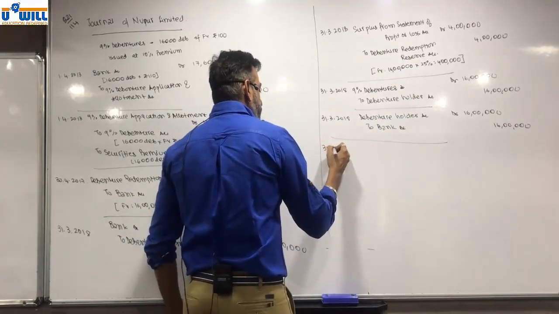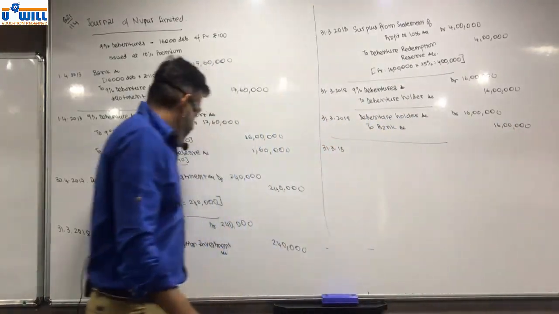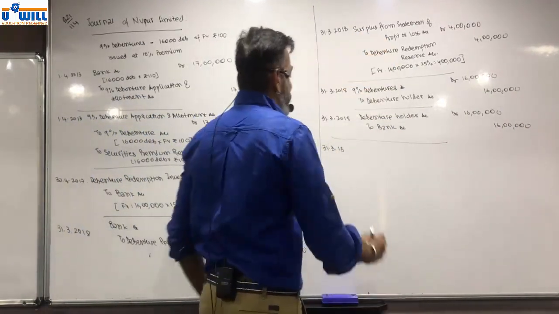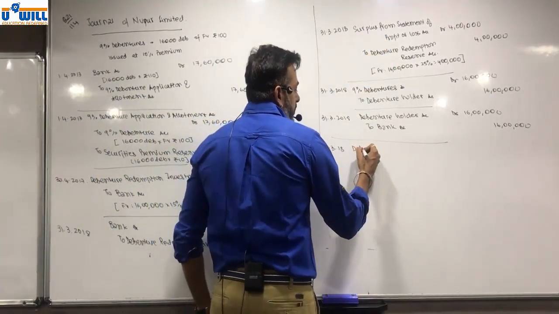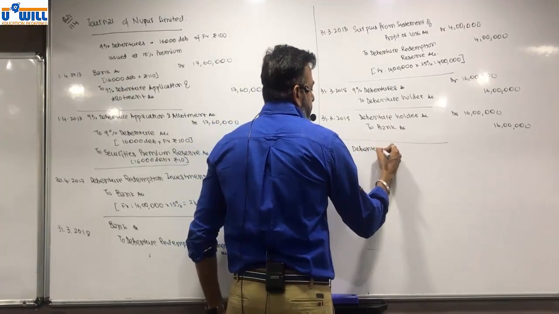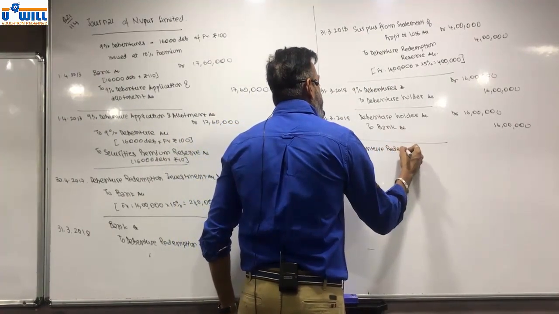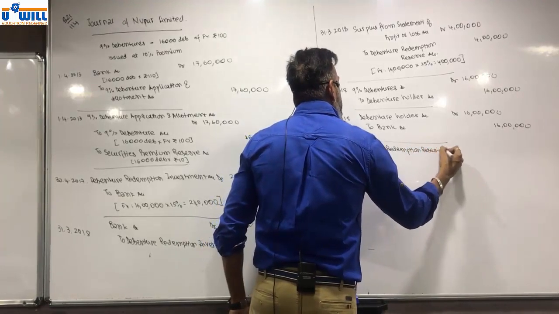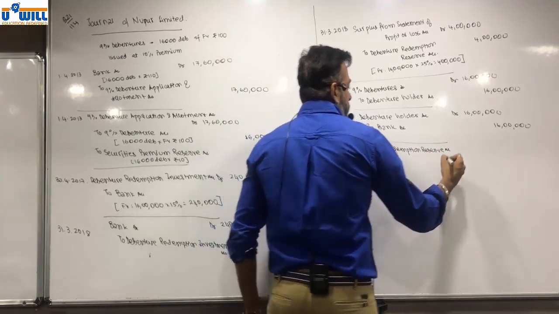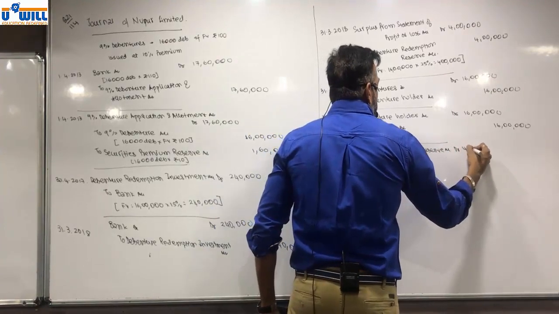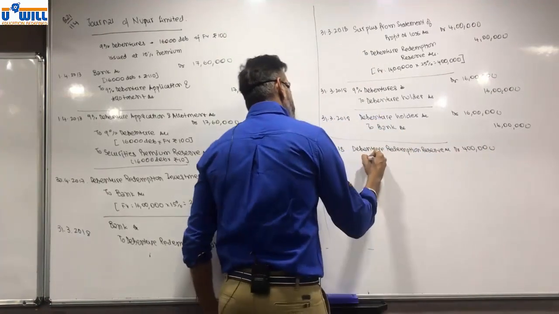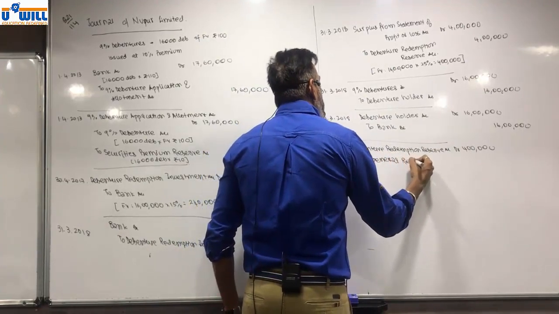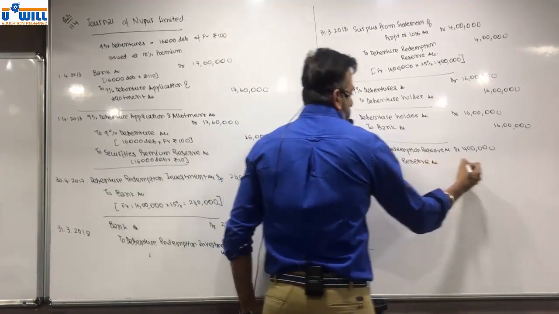And finally, balance of debenture redemption reserve will be transferred to general reserve. So debenture redemption reserve account debit 4 lakhs to general reserve account 4 lakh.